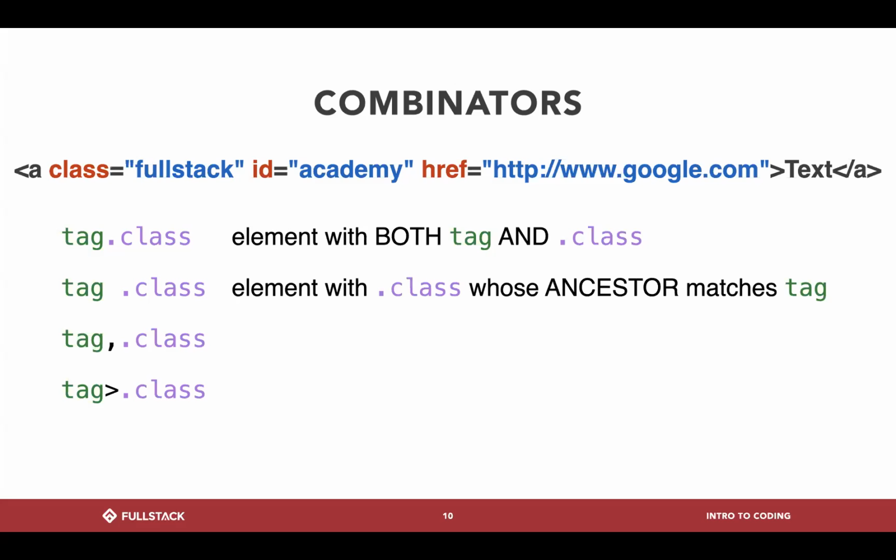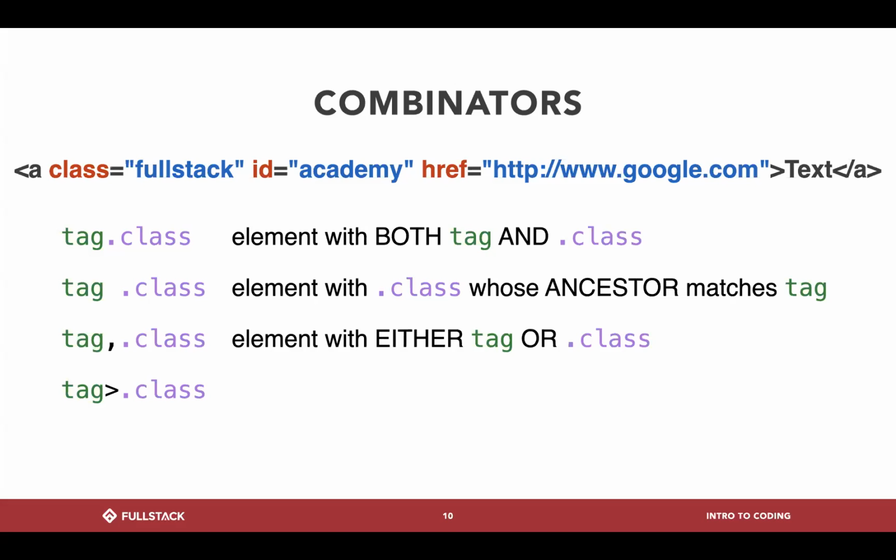If we include a space, we say, give me any elements with this class that has an ancestor that matches this tag. Remember, we had parents, and you can have parents of parents. How we had the UL, that UL is a parent of a list item. So any ancestor that matches this tag.